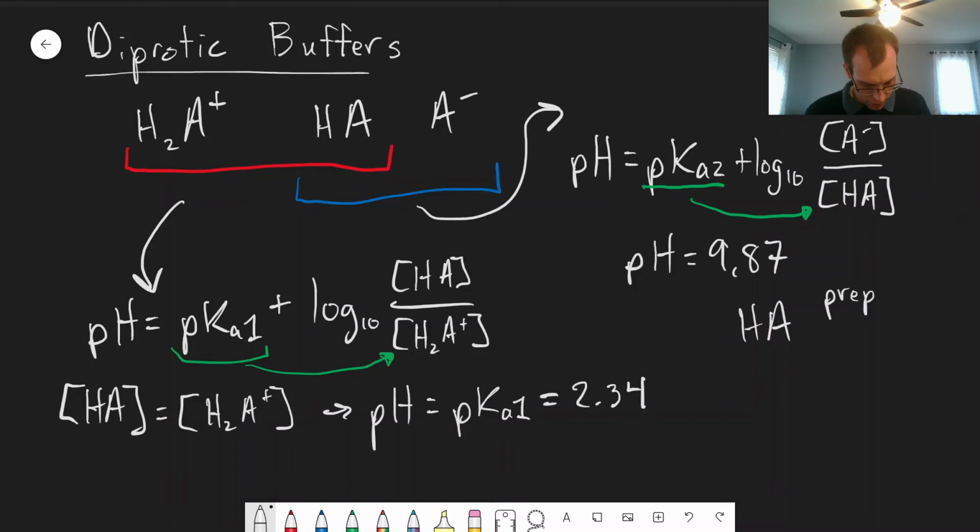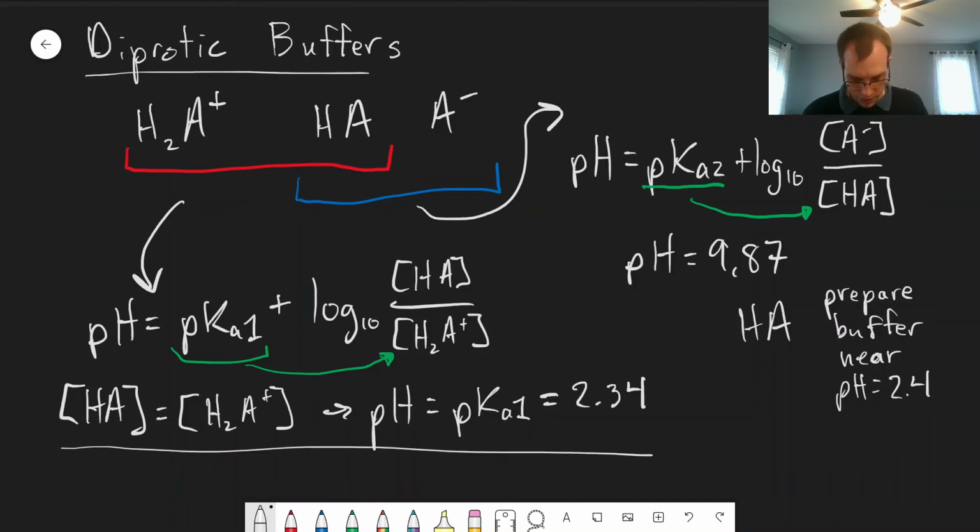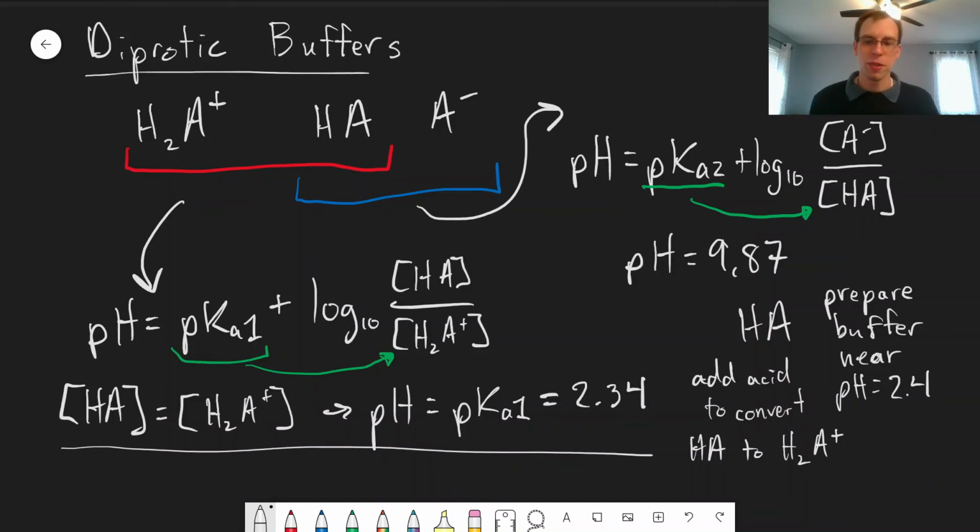So let's say we're preparing a buffer near pH equals 2.4. That's close to this pH value down here. So we need to add acid to convert some of the HA to H2A+. And we can figure out what ratio we need by using the Henderson-Hasselbalch equation.